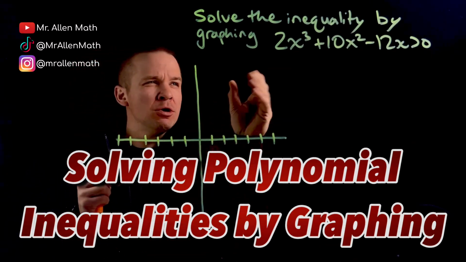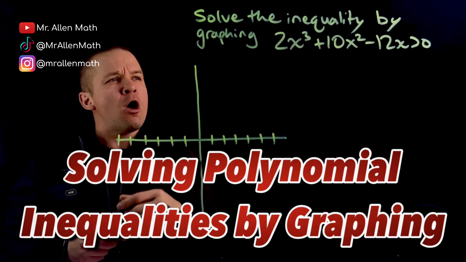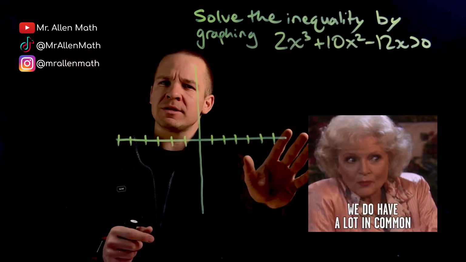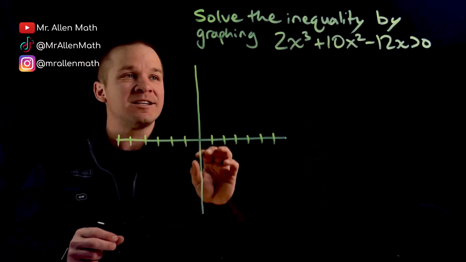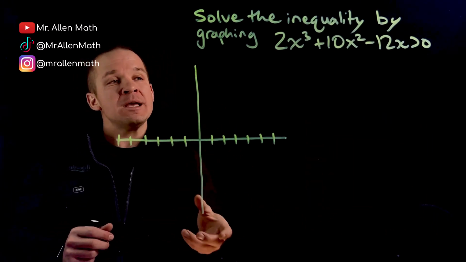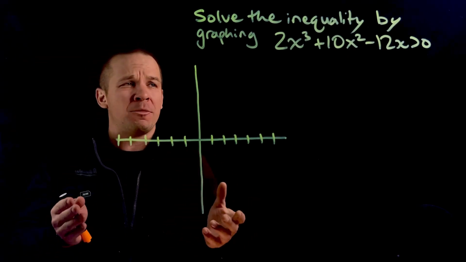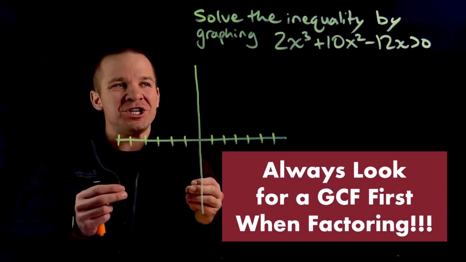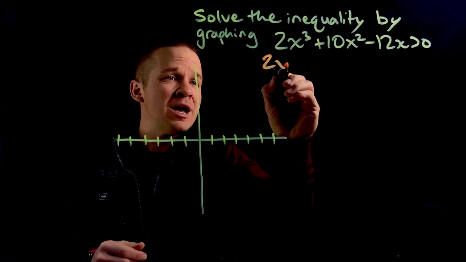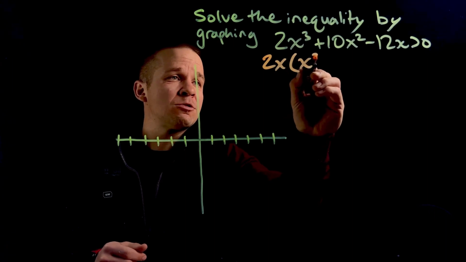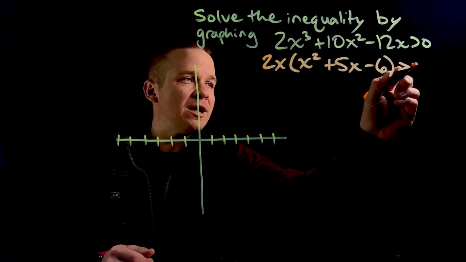We're going to solve this beautiful inequality by graphing here. I got a trinomial, degree of 3. Hey, you know what? Looks like we got some things in common here, right? Everything has an x here, and they are all divisible by 2, meaning I have a GCF. Anytime I'm factoring or going to solve some polynomial, I'm going to look for a GCF first to make my life a little bit easier. So let's go ahead and factor out that 2x here, which will leave me with x squared plus 5x minus 6 is greater than 0.